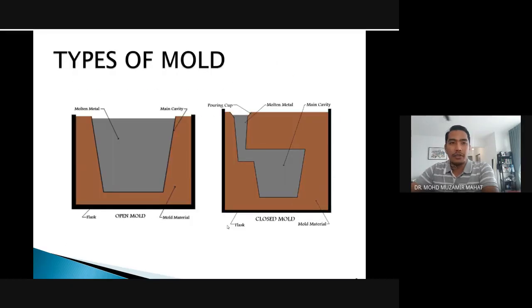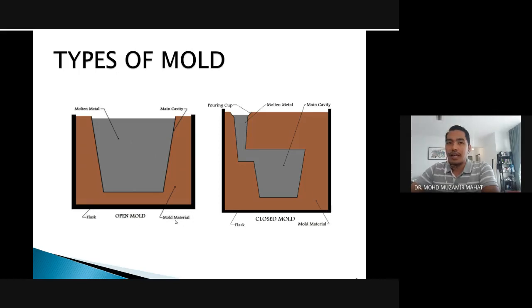There are a few types of mold. If you look at the left of the screen, there is a basic overview of an open mold. This is the molten metal, and this is the mold cavity. The cavity is a space within the mold. And this is the mold material, and this is a flask, like an insulator.